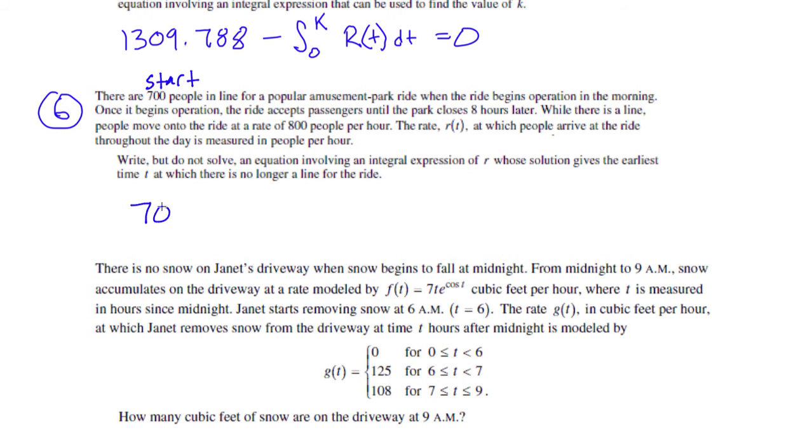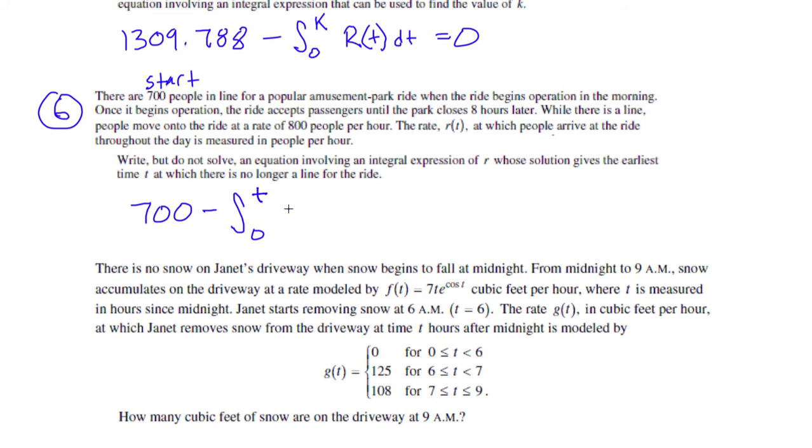Well, it's always going to be start plus change, so 700, and then they are moving onto a ride at a rate of 800 people per hour. Is there any positive rate here? Maybe I should read the entire problem. Yeah, so it looks like it's just minus the 800, so it's going to be minus the integral between 0 and what is the time that we're looking for, the earliest time t, so from 0 to time t. I'm just going to say 0 to t, and this is going to be r. This whole thing is going to be r. I'll talk about that in a sec.